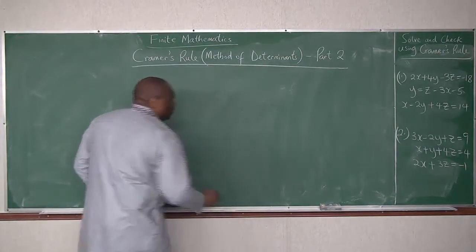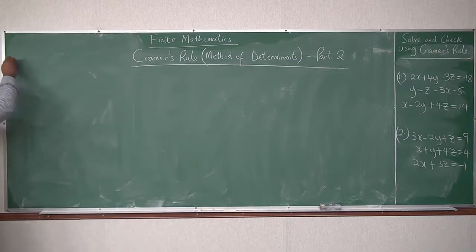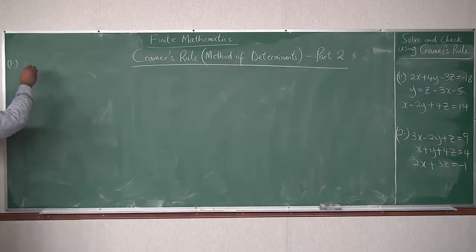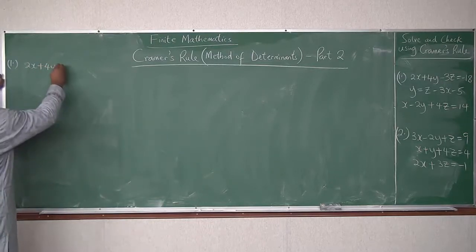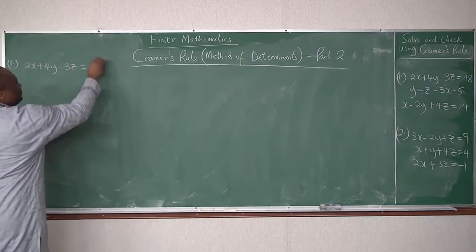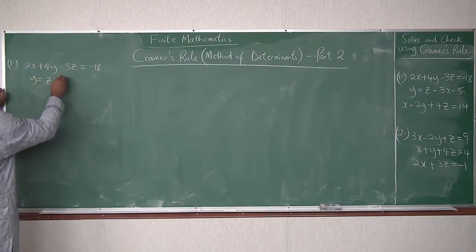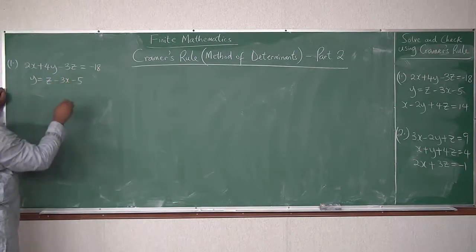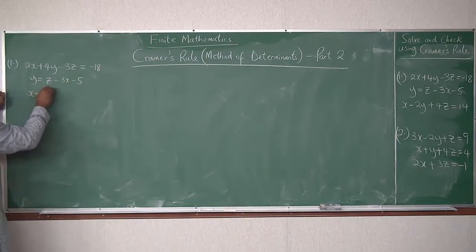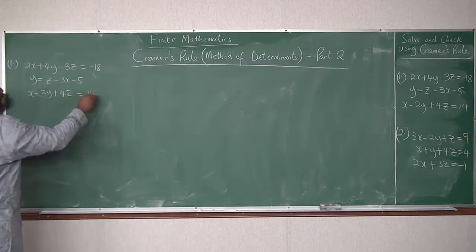Now, we are going to go over the main idea of Cramer's rule, but let's look at the steps first. For question 1, we have 2x plus 4y minus 3z equal to negative 18. y is equal to z minus 3x minus 5. Then x minus 2y plus 4z is 14.